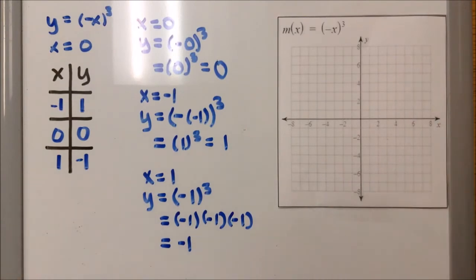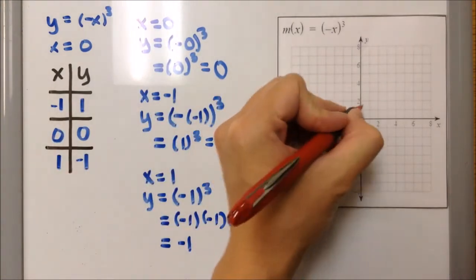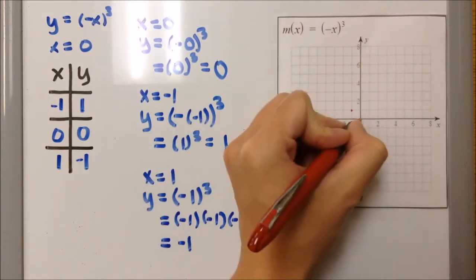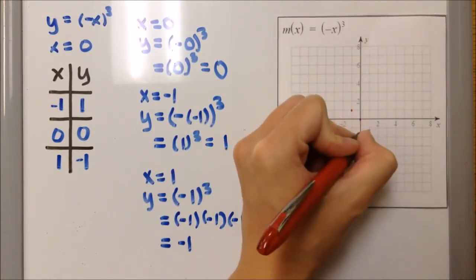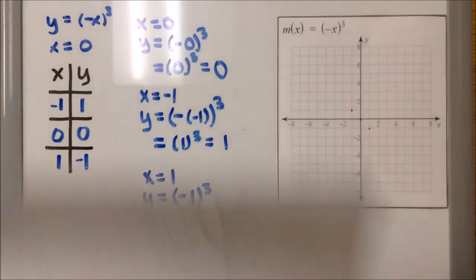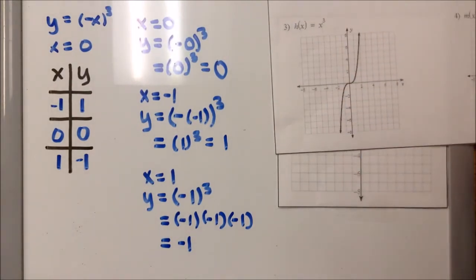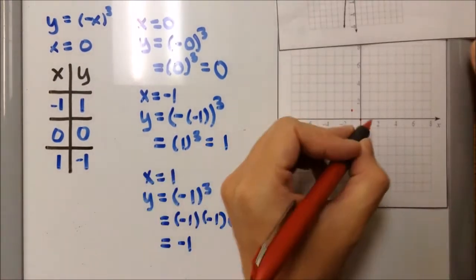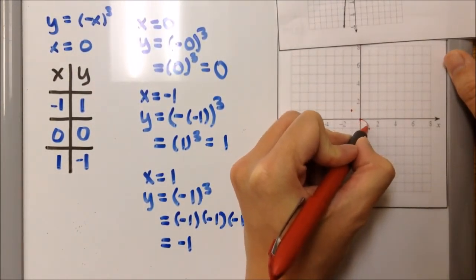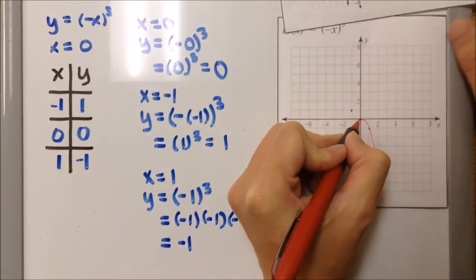Now we're going to mark the 3 points. So negative 1, 1, 0, 0, and then 1, negative 1. Now if we compare it to the parent function, it just has to look similar, it doesn't have to look precise. So here's our vertex. So I'm going to graph it like this. And then the other side.